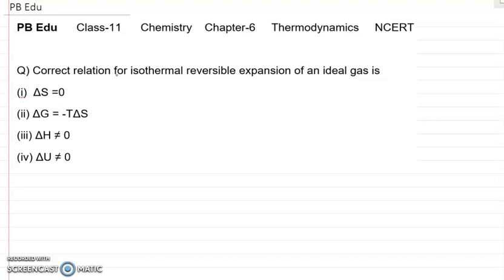So today we have a question of class 11th chemistry from chapter 6, thermodynamics. Here we have to select the correct relation for isothermal reversible expansion of an ideal gas.